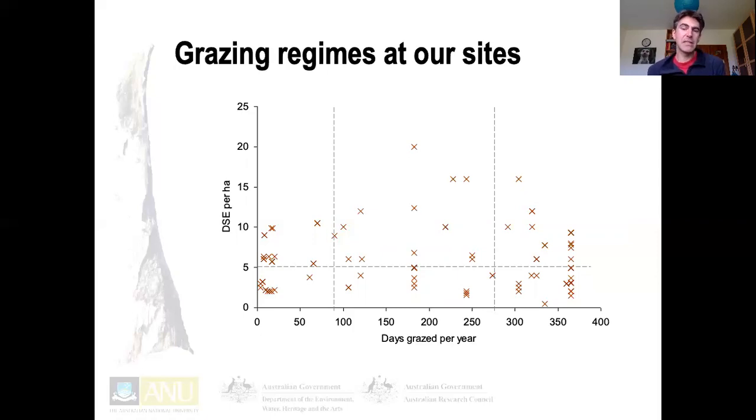So how many days is a typical paddock grazed per year? So these would be 365 days a year. These are places that never get a real rest from livestock.